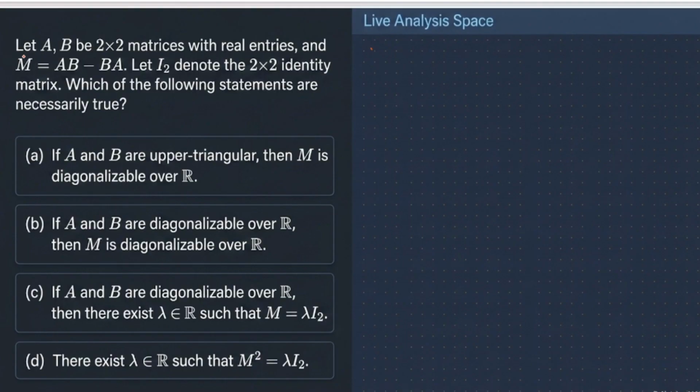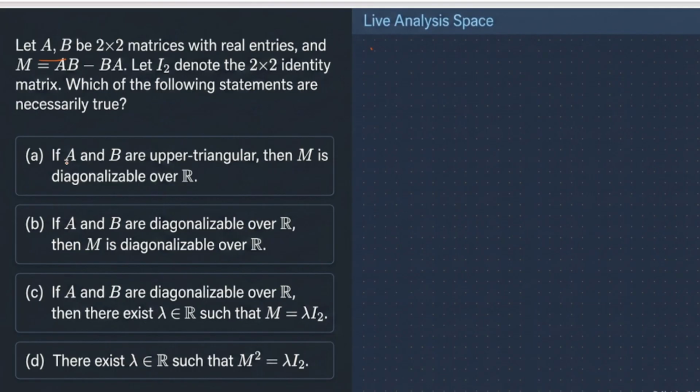So let's start. Let A and B be 2 by 2 matrices with real entries and M equals AB minus BA. Let I2 denote the 2 by 2 identity matrix. Which of the following statements are necessarily true?